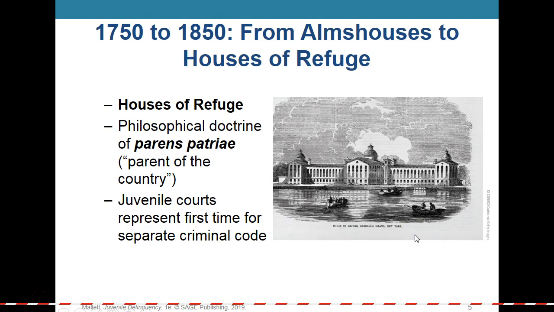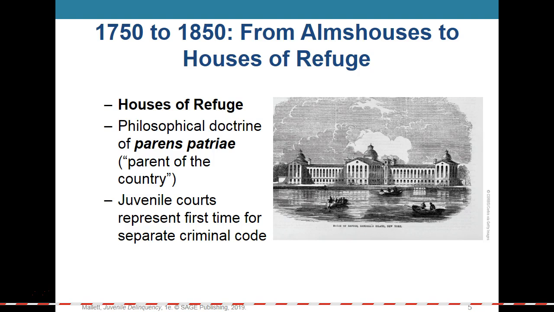Houses of refuge. These were new facilities that were established in major cities to help control the troubled, wayward, or orphan children. They housed a very large number of young people, as many as 1,000, including those who were delinquent, orphan, neglected, and or dependent. So they're just throwing all of them into one area. And as you'll read, they were horrendous conditions. When you see some of the pictures of the houses of refuge, it was just deplorable.